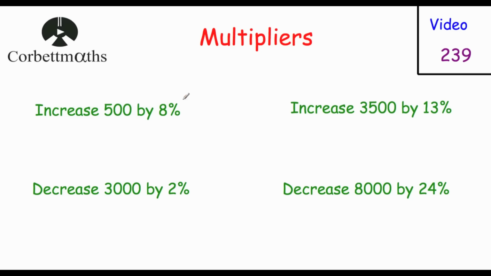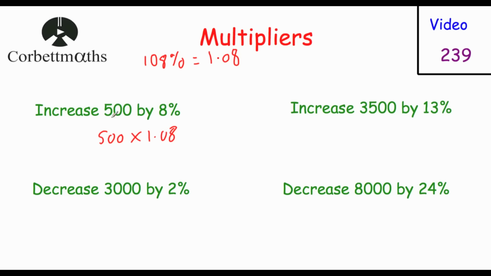Now, in M1, we looked at increasing by a percentage and decreasing by a percentage. Now, we can use a thing called a multiplier to do that really quickly and easily. So if we were asked to increase 500 by 8%, we can use a multiplier. Now, if we start off with 100% and we increase by 8%, we'll have 108%. And 108% is the same as 1.08 as a decimal number. So that would be our multiplier. So if we take our number, 500, and we multiply by 1.08, that will tell us our answer straight away.